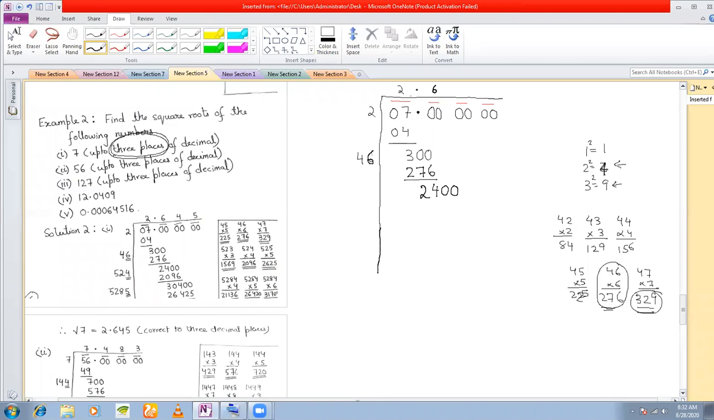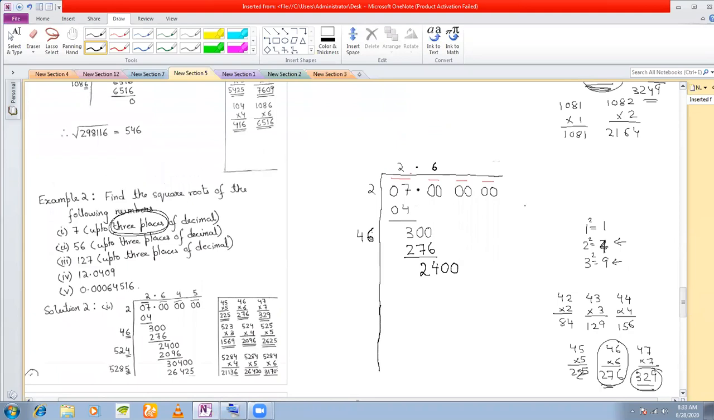What you subtract now, you get 24. Okay, now you bring down the other pair of zeros, the second pair of zeros. Okay, now once you bring down the other pair of zeros, now see in the here, what number do you have?